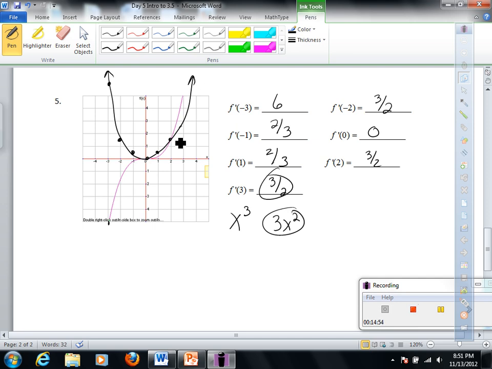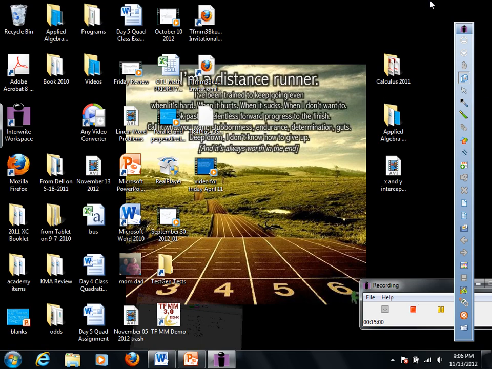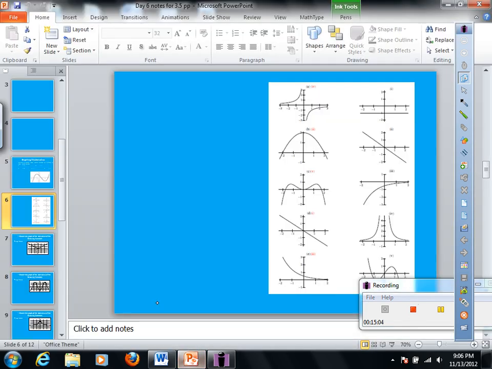Now I'm going to jump over to the next sheet and just try to clean up some things. So let me minimize this for a second. Let me launch my PowerPoint, which has this same sheet, but I'm going to start down there with the matching. So I'm going to skip the very first part of it.